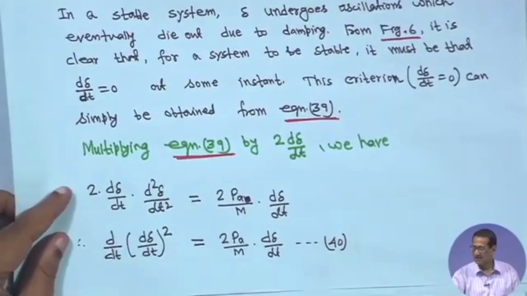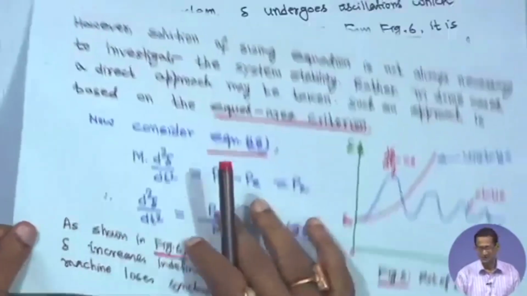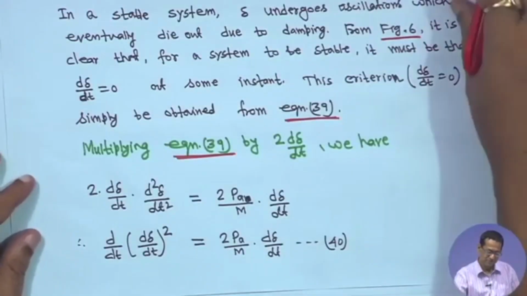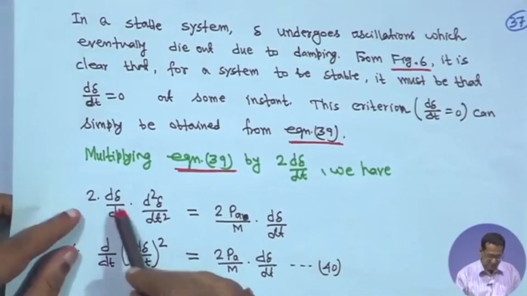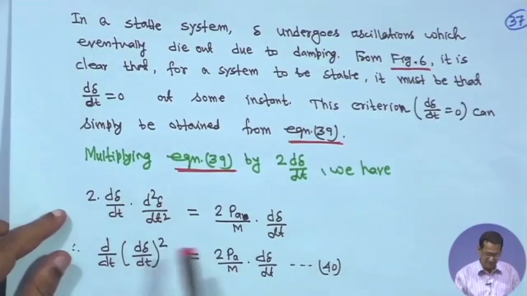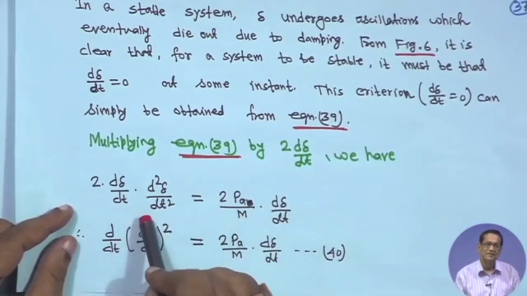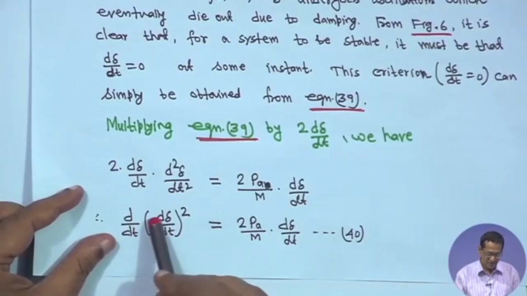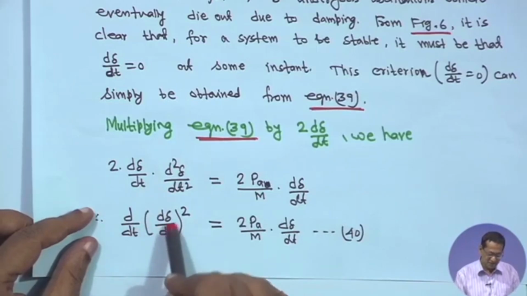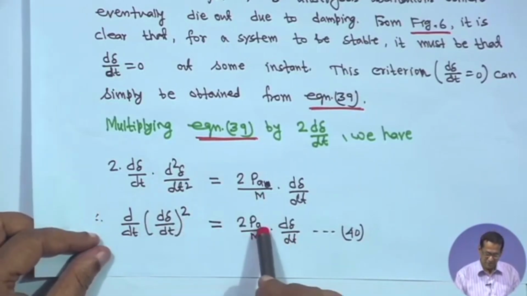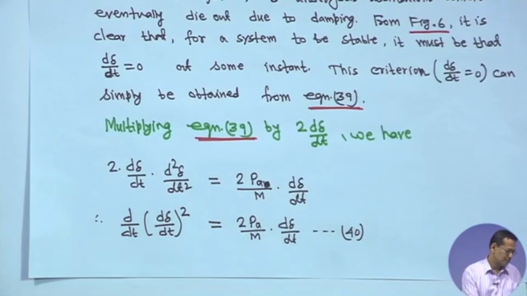Multiply equation 39 on both sides by 2 d delta by dt. Then 2 d delta dt into d square delta dt square is equal to 2 P_a upon M into d delta by dt. The left hand side can be written as d dt of (d delta by dt) whole square. If you take its derivative, it will come like this. So we write d dt of (d delta by dt) whole square is equal to 2 P_a upon M into d delta by dt. This is equation 40.